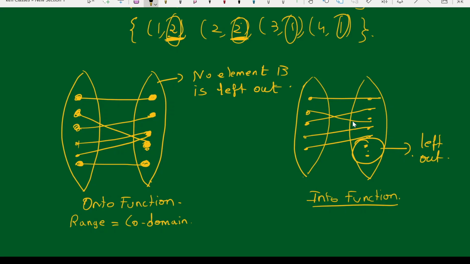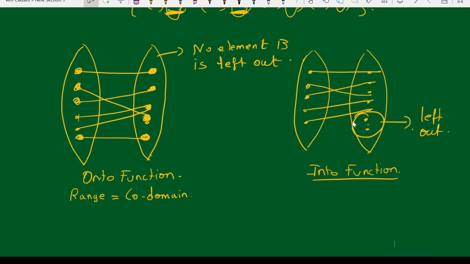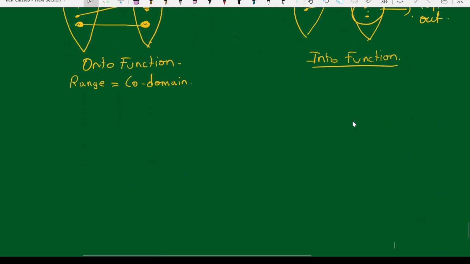Understanding? So you can have functions which are many one into, many one onto. So you can have these combinations. 1-1 onto, 1-1 into. Many one onto, many one into. Okay? So you can have those functions. So we'll see an example of many one into.